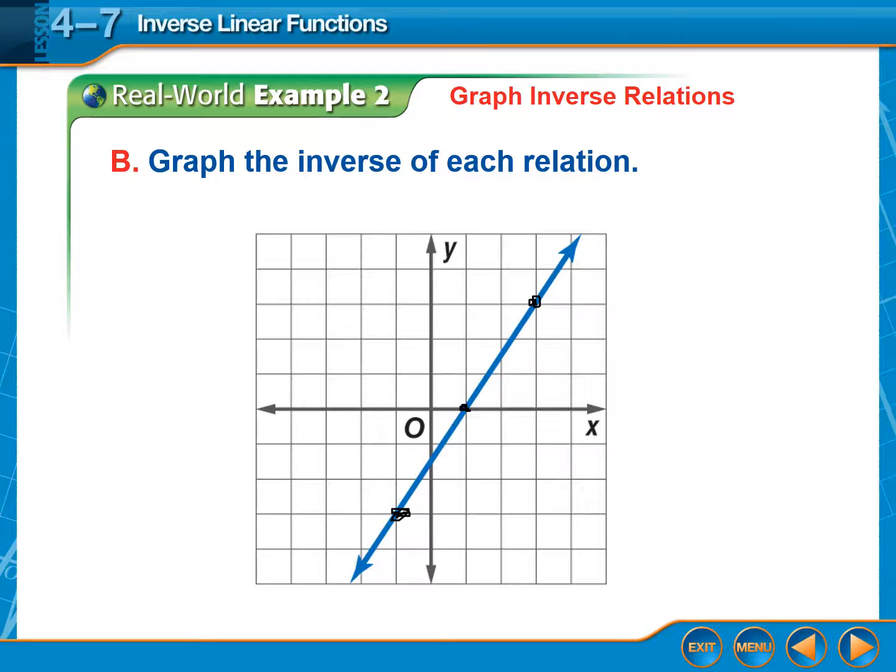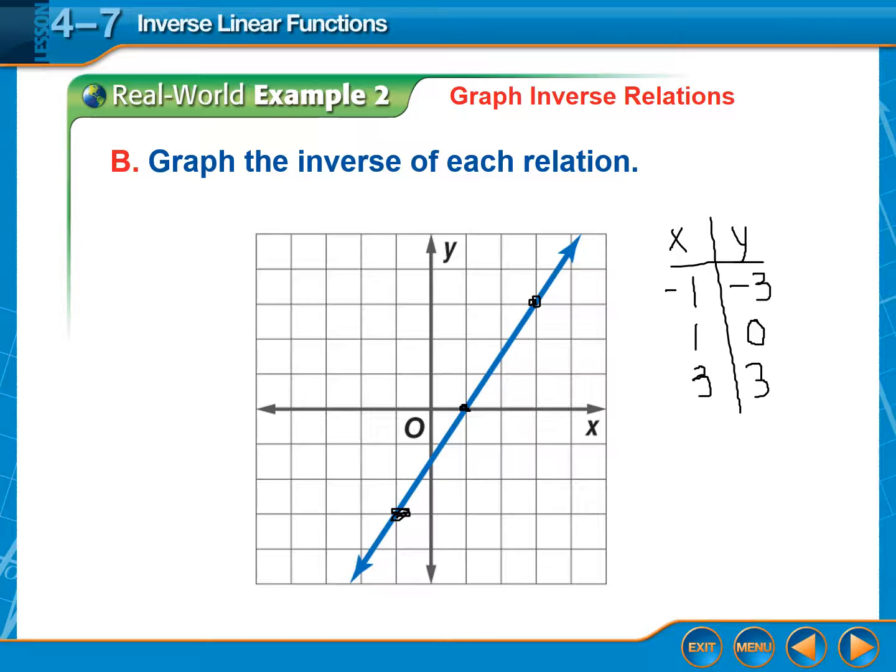Okay, so if I take those 3 points and put them in a table, that'll make it easier for me to invert them. So the first point, x was negative 1, y was negative 3. On my second point, x is 1, y is 0, and the third point, x is 3, and y is 3.